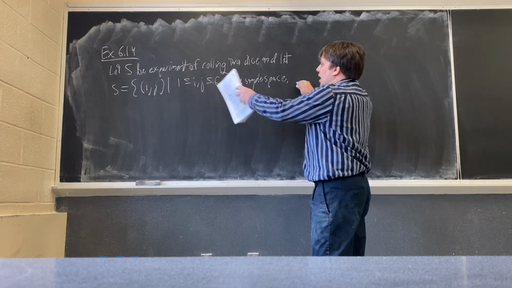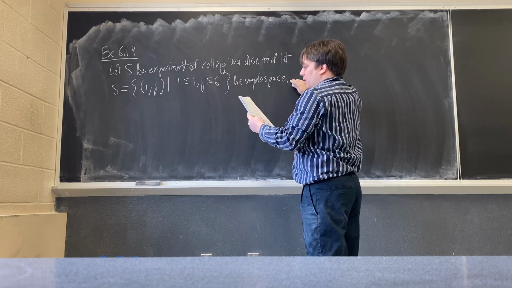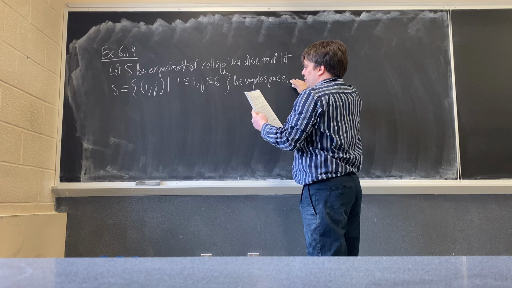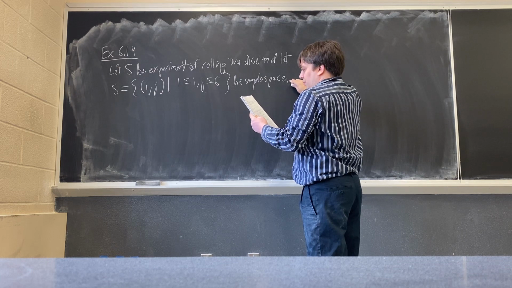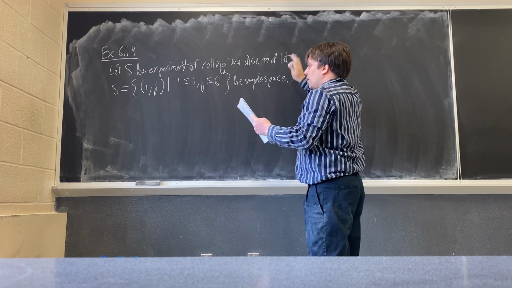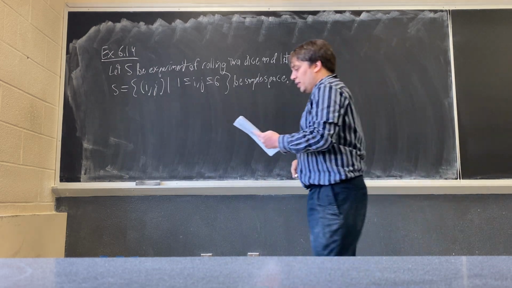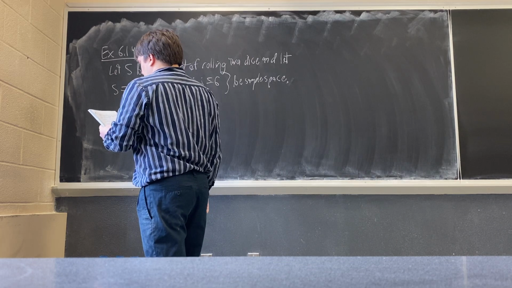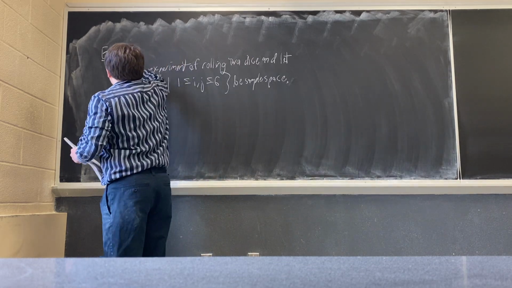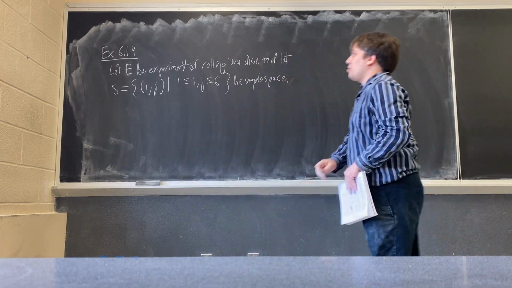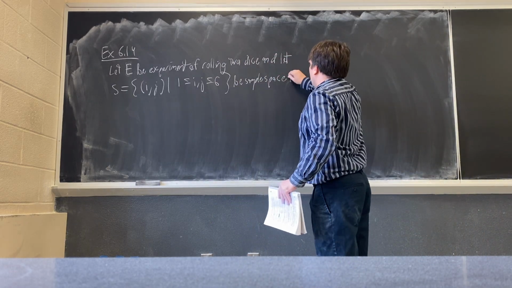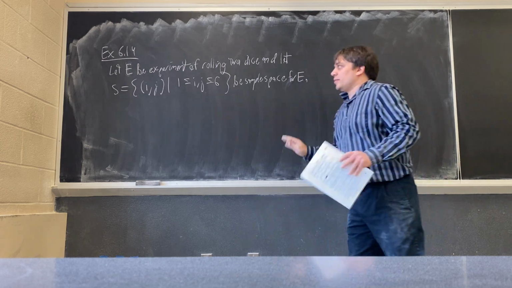Oh, so capital S is the experiment rolling 2 dice. Okay, and I'm just going to let that be the sample space. I'm going to change this to E. Sorry. I'm going to let capital E be the experiment rolling 2 dice, and let capital S be the sample space for experiment capital E.